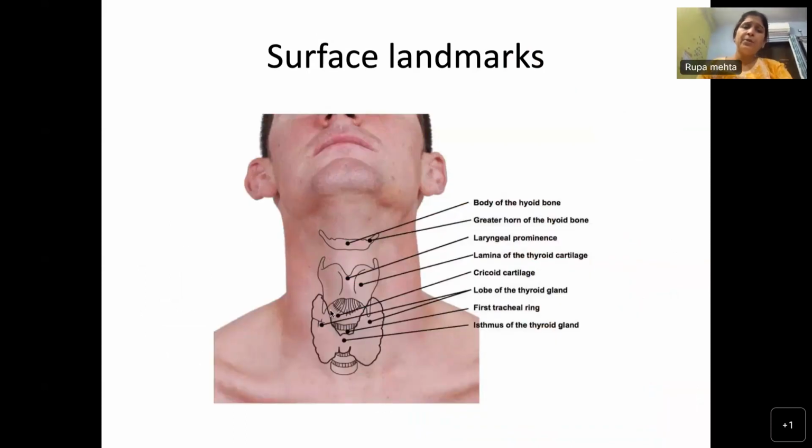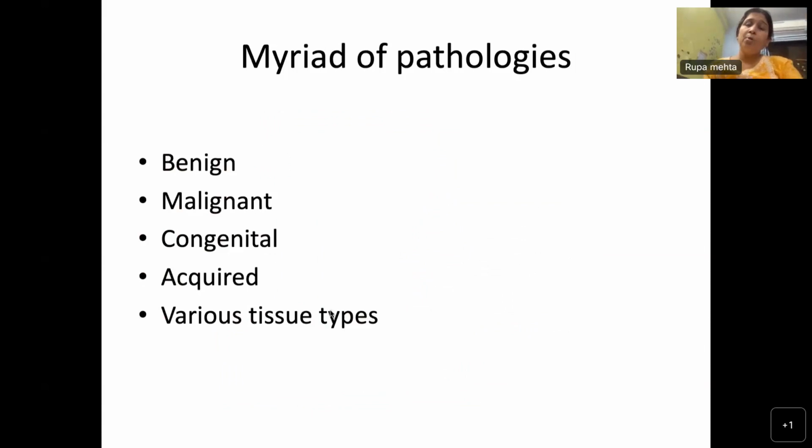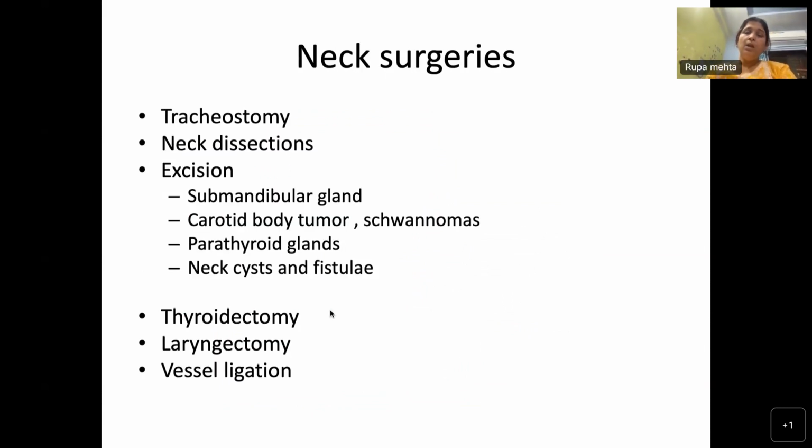And a lot of structures you can palpate and visualize, like feel for yourself. Like you have hyoid, thyroid cartilage, thyroid gland, trachea. The vessels can be palpated. The carotid pulsations, the IJV, EJV can be seen. So neck, because of multiple structures packed tightly, there are a myriad of pathologies which we see in neck. They can range from benign to malignant, congenital to acquired, and as we know, these can be derived from various tissue types.